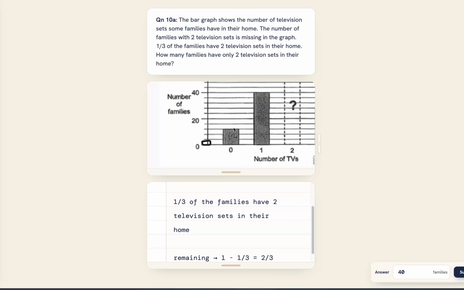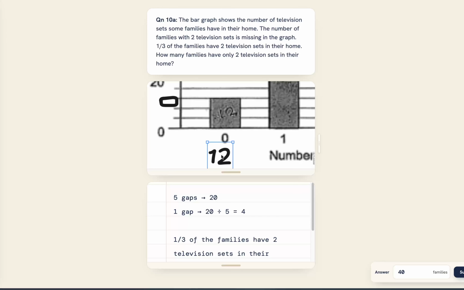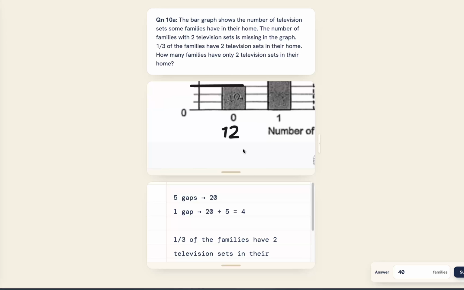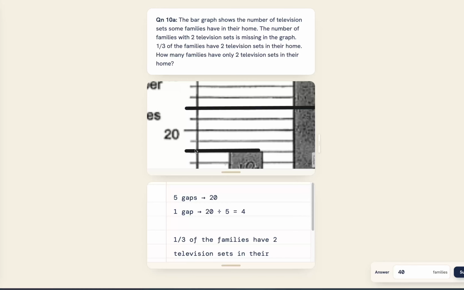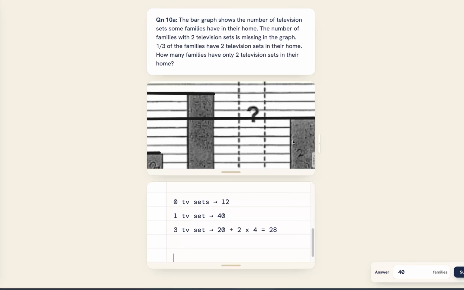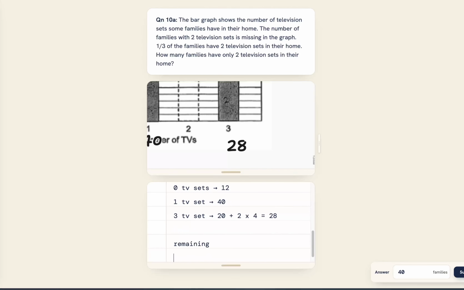So let's calculate the number of televisions for each. So we have 1, 2, 3. So this will be 12 for 0. Then for 1, we have 40. Then for 3, we have 20 plus 4, 20 plus 2 times 4. So 3 TV sets is, in this case, 28. So that means the remaining would then be equal to 12 plus 40 plus 28. And this will be equal to 80.